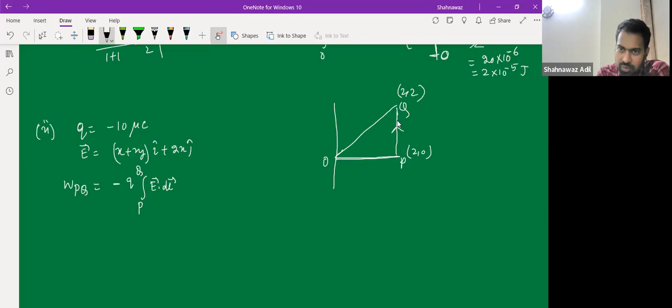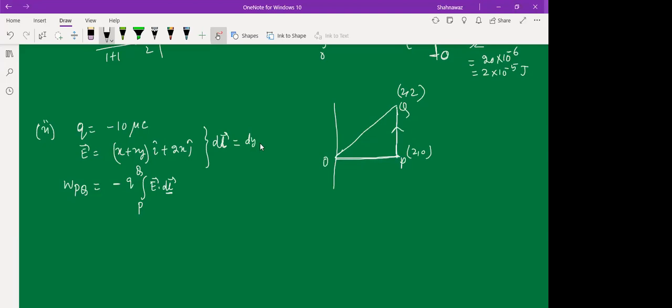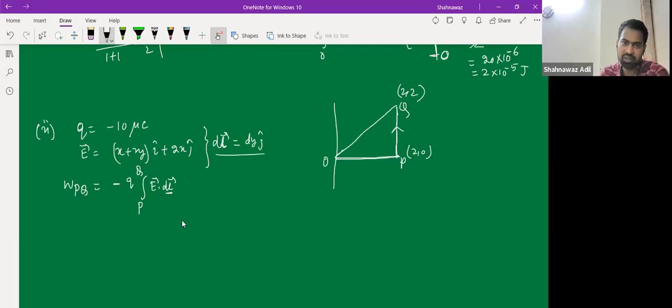If I'm going from P to Q, which length is changing? If I am moving upwards, y is changing. So what would be dl in P to Q? Will it be dx or dy? Dy, absolutely correct. Good guys. So dy j hat.